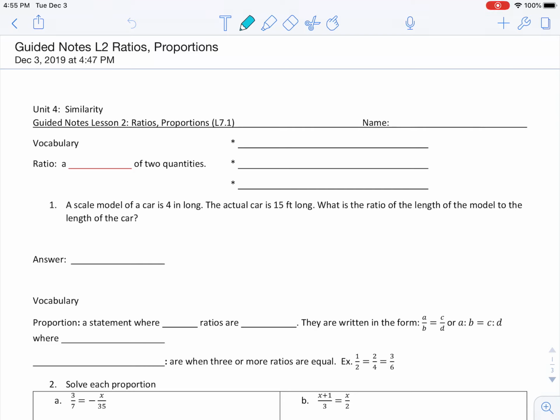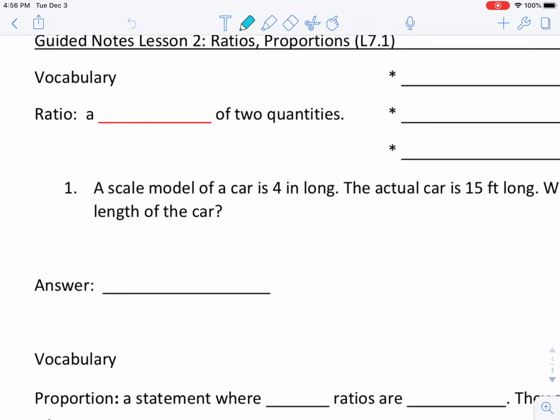Hi guys, these are your guided notes, or at least day 1 of your guided notes for lesson 1 of the unit 4 on similarity. So you should be in your workbook. There's a page that corresponds with this, and it starts off with something that we've already used before in this class and you've used before in other classes, which is a ratio.